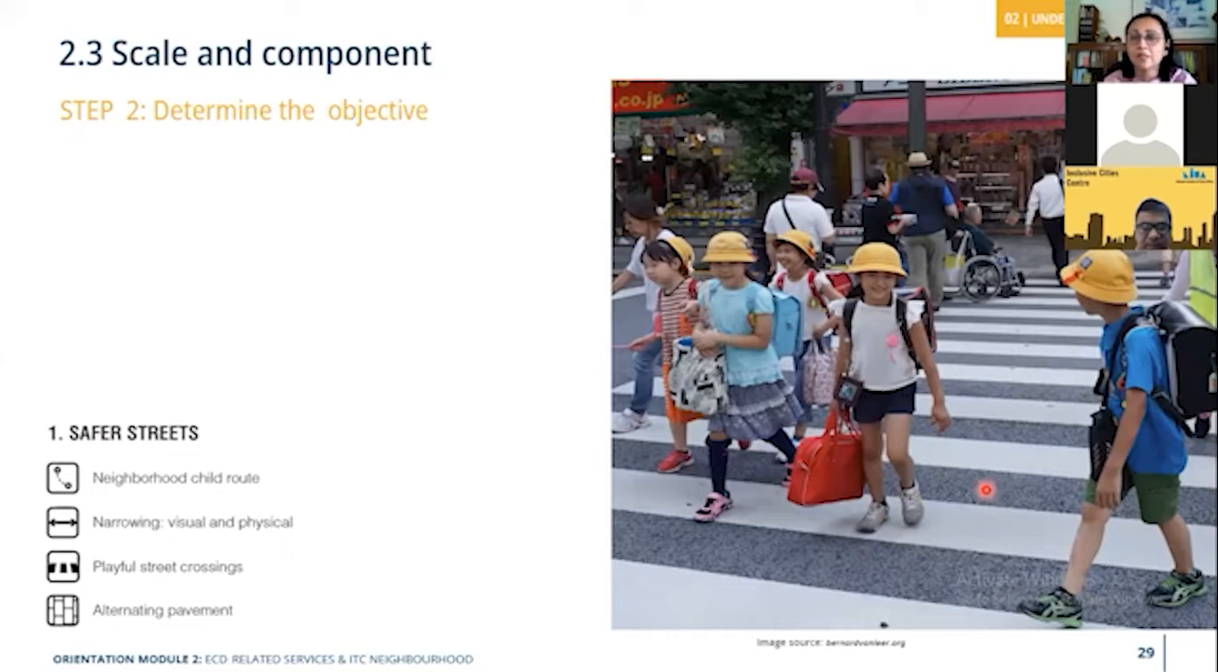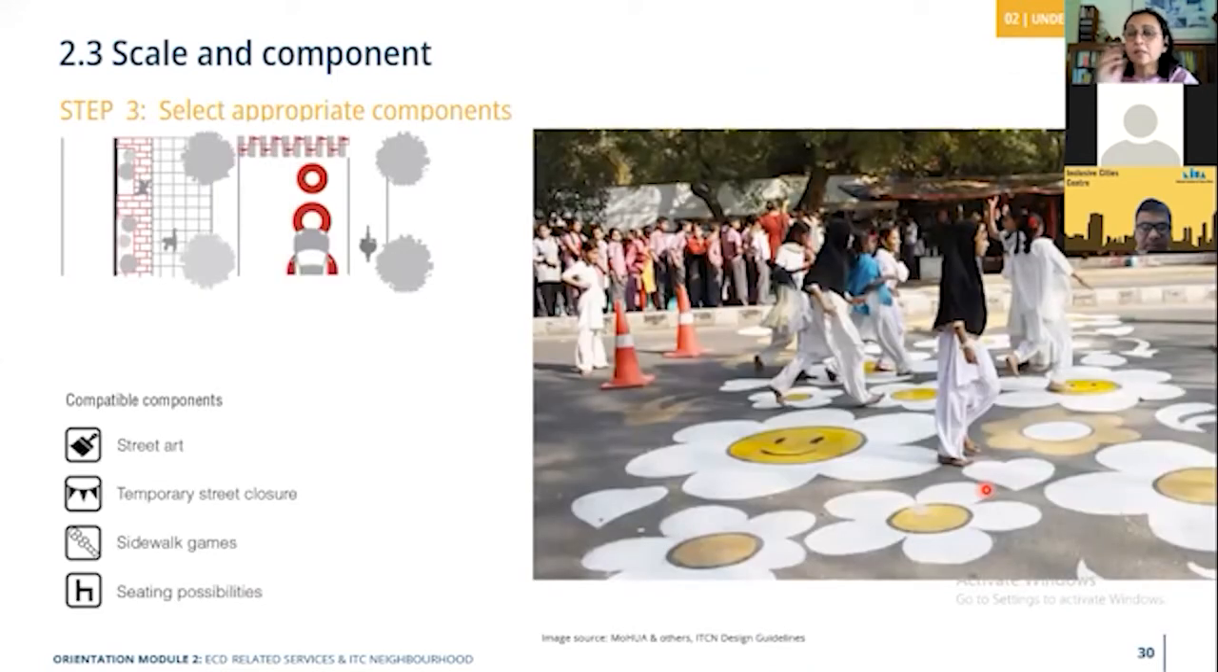You need a street where children can cross safely, so you would have crossings. You can have alternative paving materials in these places, which alert the driver and force them to stop. We can also have speed limits. So safe street is the objective we have determined in the second step. The next step is to select the correct components for that objective. When we say it is a safe street, how do you select the components appropriate for making the street safe?